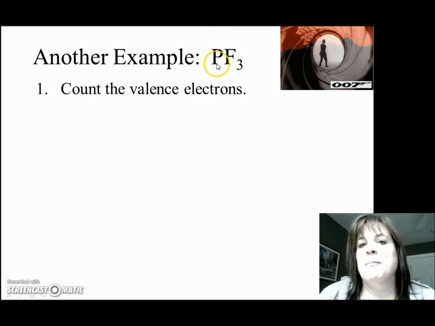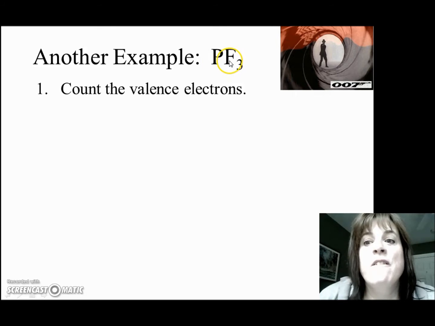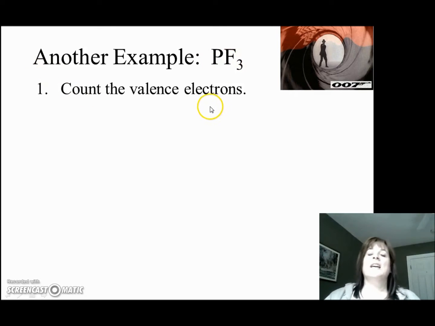All right, let's do another example. Phosphorus trifluoride. All right, so we're going to count our valence electrons.